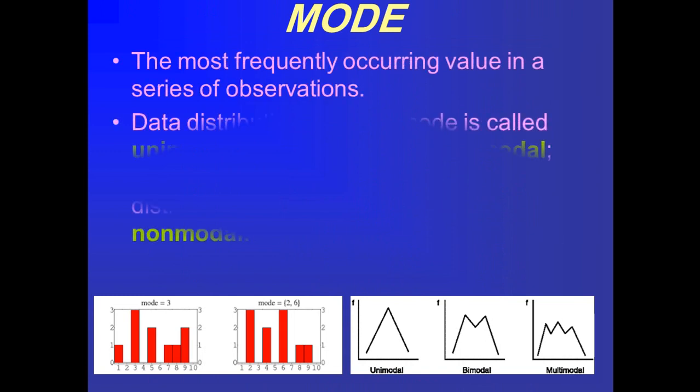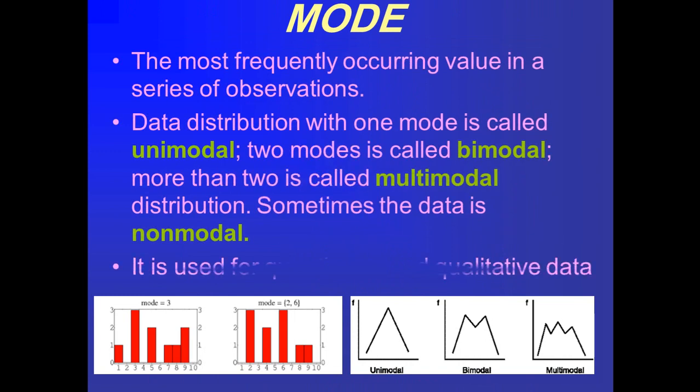Now, what do we mean by mode? Mode is the most frequently occurring value in a series of observations. A data distribution with one mode is called unimodal, like this one. This is unimodal, or here, this one. This is the highest figure, the highest frequency of numbers. And sometimes it is bimodal, as this one or this one. This is bimodal too. Or it is multimodal, when there are three or more frequent peaks. Sometimes the data is non-modal. It is very variable, and it is used for quantitative and qualitative data estimation.